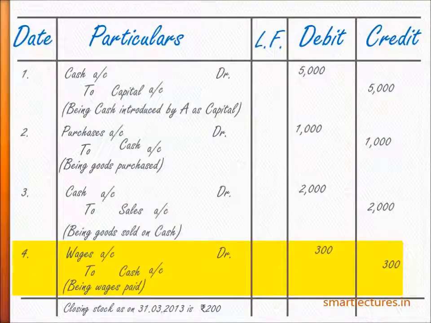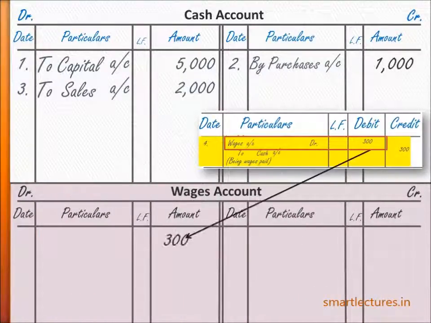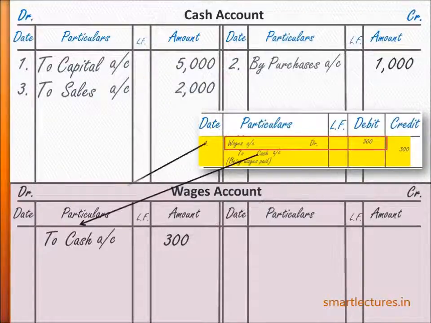Now the journal entry is wages account debit to cash account. So debit wages account by rupees 300 in the ledger posting. The amount is 300, the narration is "To cash", and the date is 4.